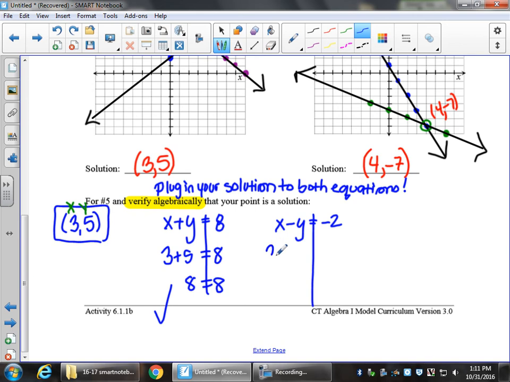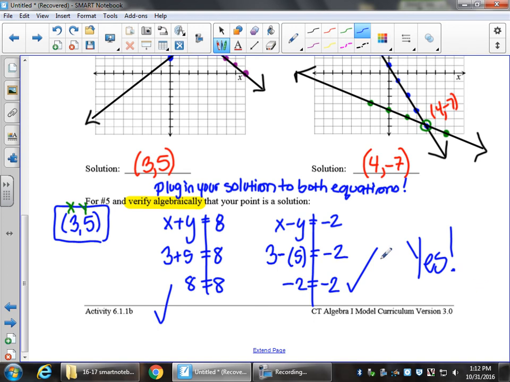So x is 3. So 3 minus, I'm going to put y inside parentheses because I'm subtracting, equals negative 2. 3, there's nothing to distribute. Like if I had plugged in a negative 5 here, negative becomes a positive. That didn't happen to me here, so technically I can just drop the parentheses and see this as 3 minus 5. 3 minus 5 equals negative 2. Negative 2 equals negative 2. Check. They both worked. I have verified algebraically that it's a solution.